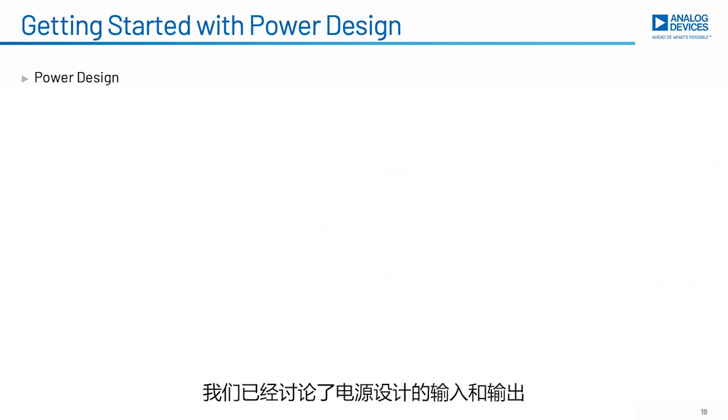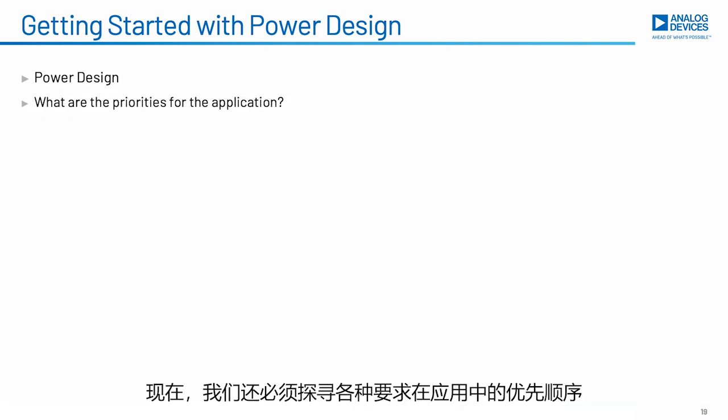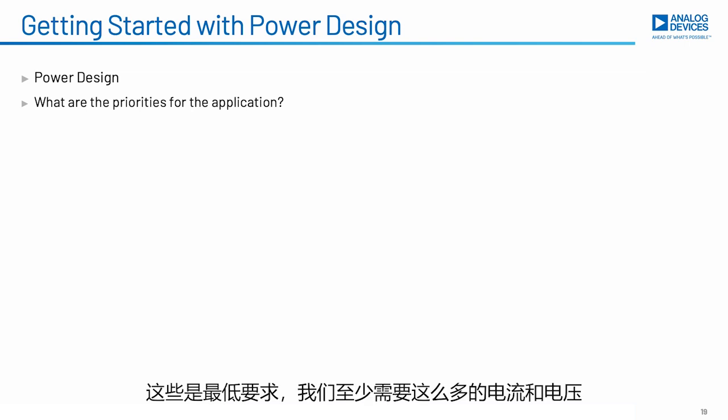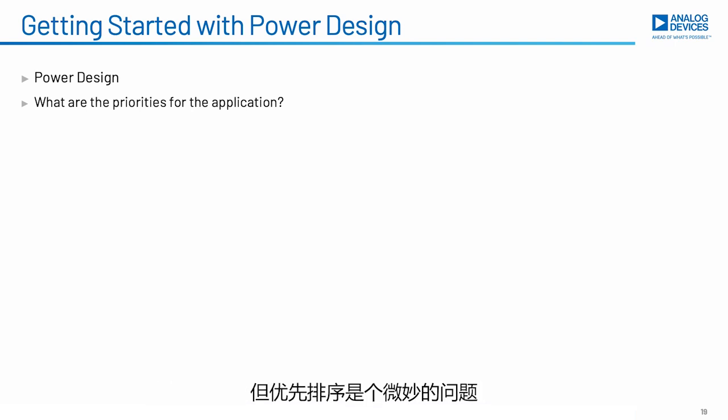So power supply design, you've asked about the input, you've asked about the output voltage and current. Now you also have to ask about the priorities for their application. So things like the voltage and current are requirements. You need to have 1 volt, you need to have 1 volt at 10 amps. Those are requirements. Those are minimum. We need at least these types of numbers. But the priorities are more subtle.